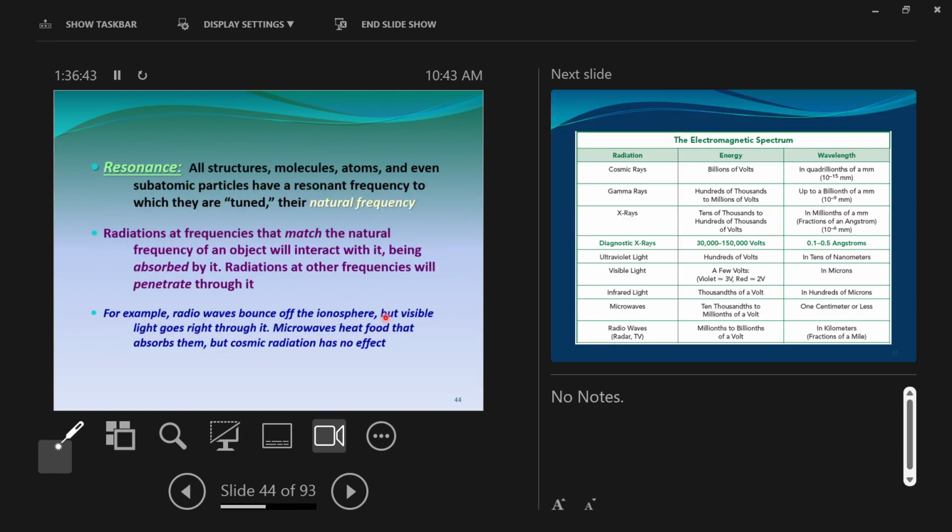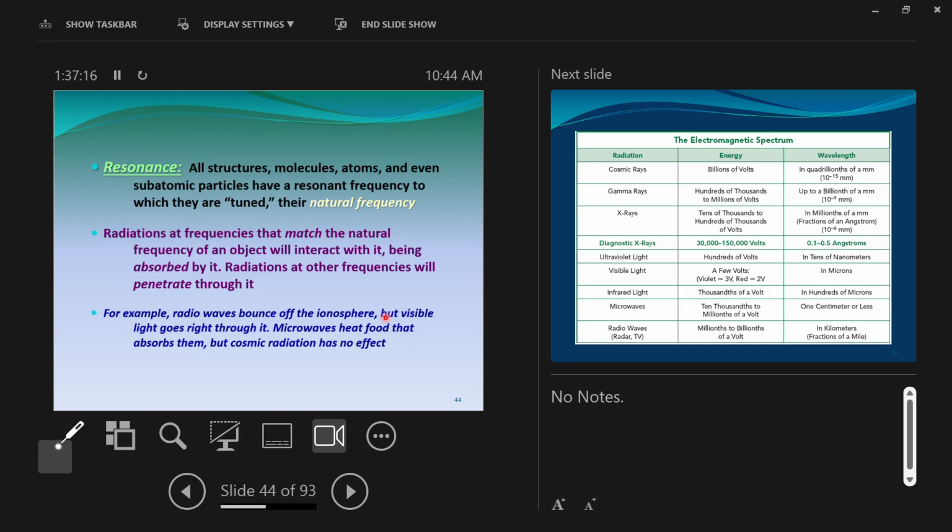There's this idea of resonance. So it's a wave, a wiggle, or a vibration, yeah, if you like. All structures, molecules, atoms, subatomic particles have a vibrational frequency at which they are, in air quotes, tuned. Okay, we call that their natural frequency. Radiations at frequencies that match the natural frequency of an object will interact with it, being absorbed by it. Radiations at all other frequencies will penetrate right through it.